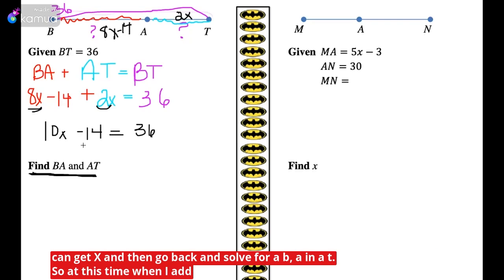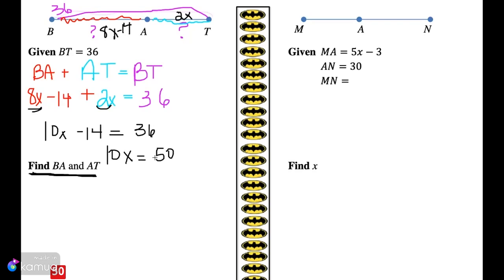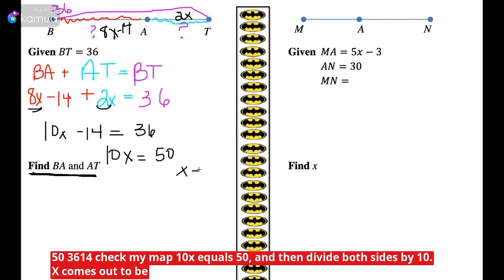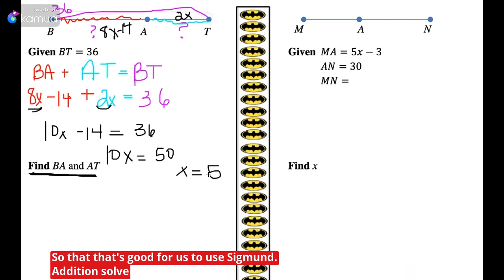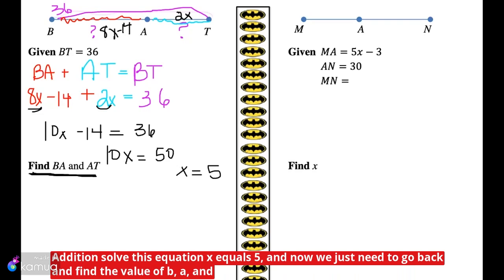So at this time, we want to add 14 to both sides. That's going to give us 10x equals 50. 36, 14, check my math. 10x equals 50, and then divide both sides by 10. X comes out to be 5. So that's good for us to use segment addition, solve this equation, x equals 5, and now we just need to go back and find the value of BA and AT.